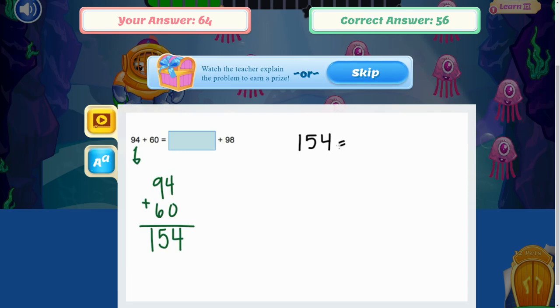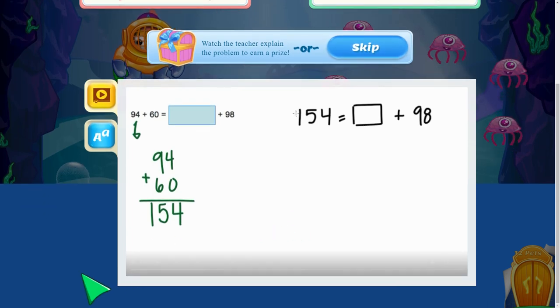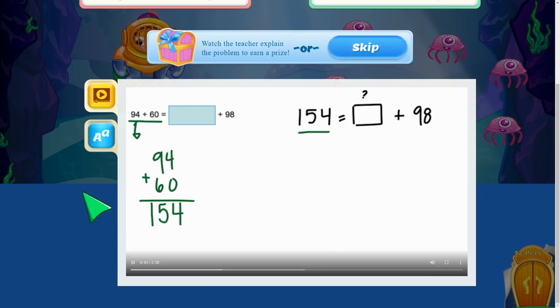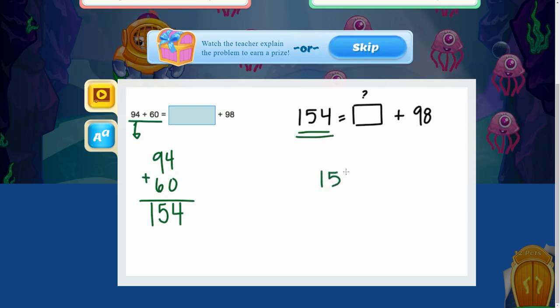154 equals some number plus 98. Okay, and remember, our 154 here came from 94 plus 60. So then how do we figure out this number? Well, it's very easy. What we need to do is take our 154 here. We're going to take 154 minus our 98. Okay, so here's our 98.